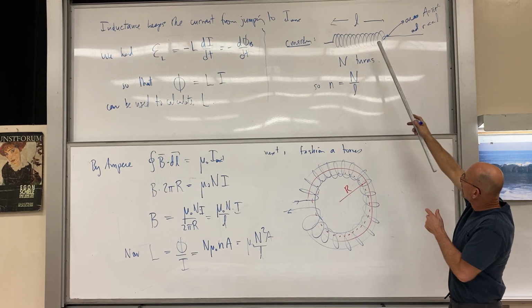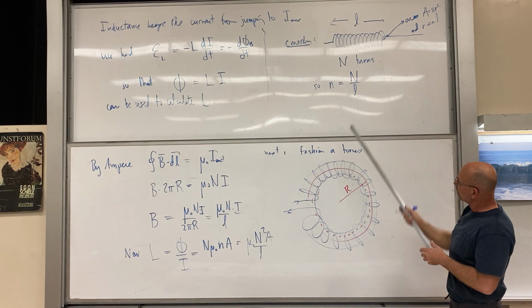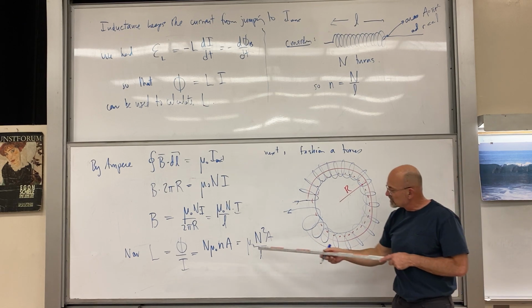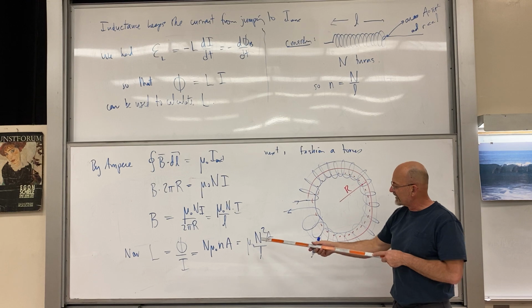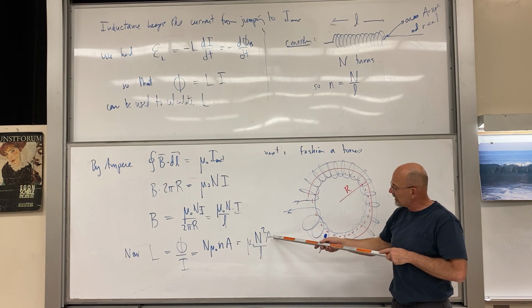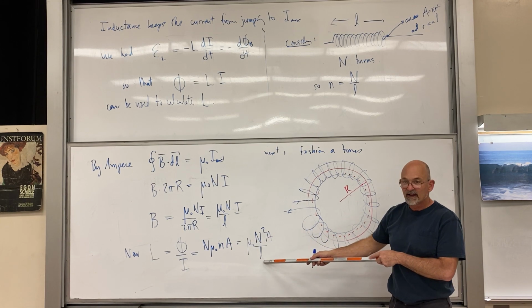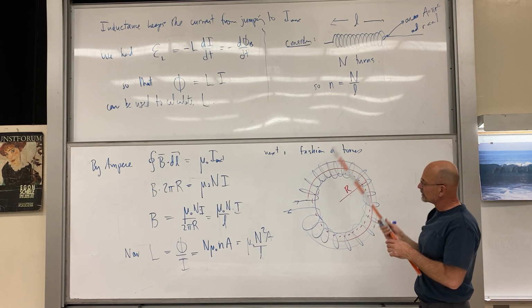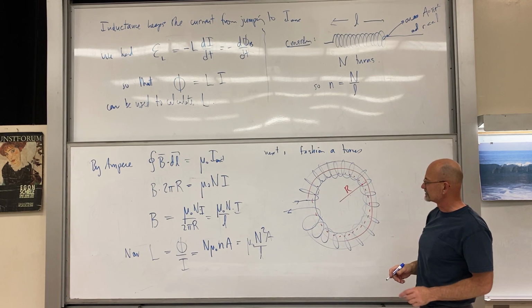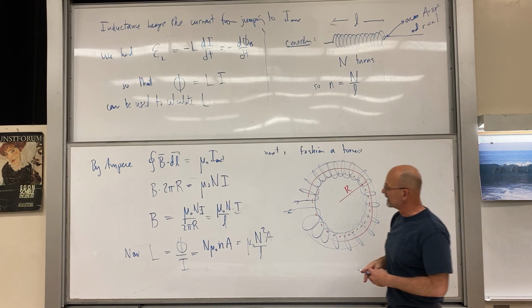In order to do the transformation from a straight thing to a torus here, you have to have sufficiently large n for this to really make sense. But in that case, mu naught n squared cross-sectional area divided by the length. So we're talking about the inductance of this object right here. Good.